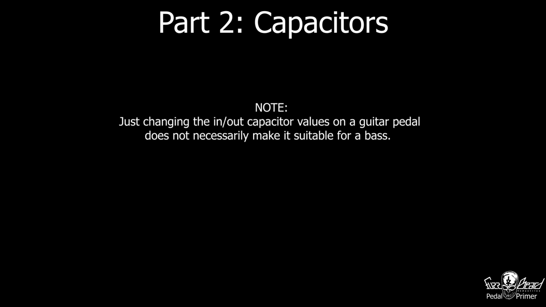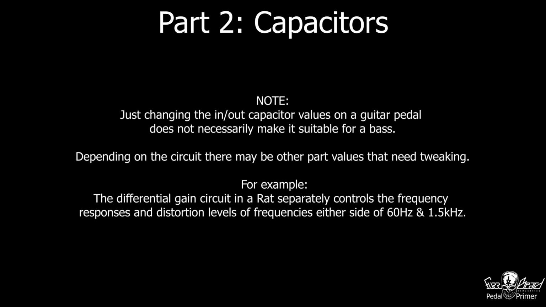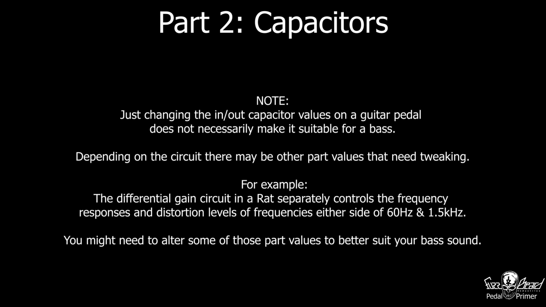Just changing the in and out capacitor values on a guitar pedal does not necessarily make it suitable for a bass. Depending on the circuit, there may be other part values that need tweaking. For example, the differential gain circuit in a Proco Rat pedal separately controls the frequency responses and distortion levels of the frequencies either side of 1.5 kHz. You might need to alter some of those part values to better suit your bass sound.